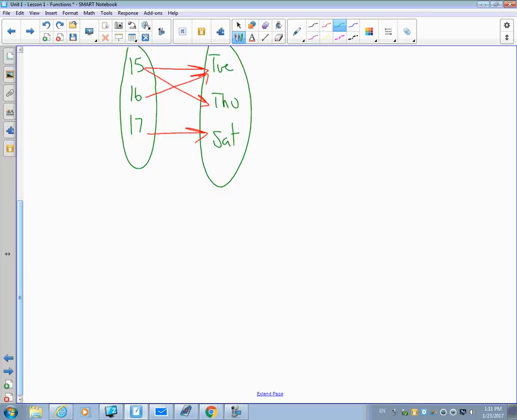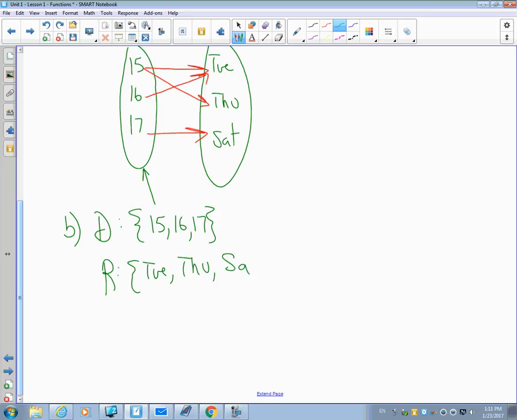Okay, well, domain and range, again, don't always have to be numbers. They are what things are included for your X's and your Y's. Well, for our X's, we have 15, 16, and 17. Just the parts and pieces of that mapping diagram. For our range, we had a Tuesday, Thursday, and a Saturday. Those are your Y's, and they're coming from this part of the mapping diagram.